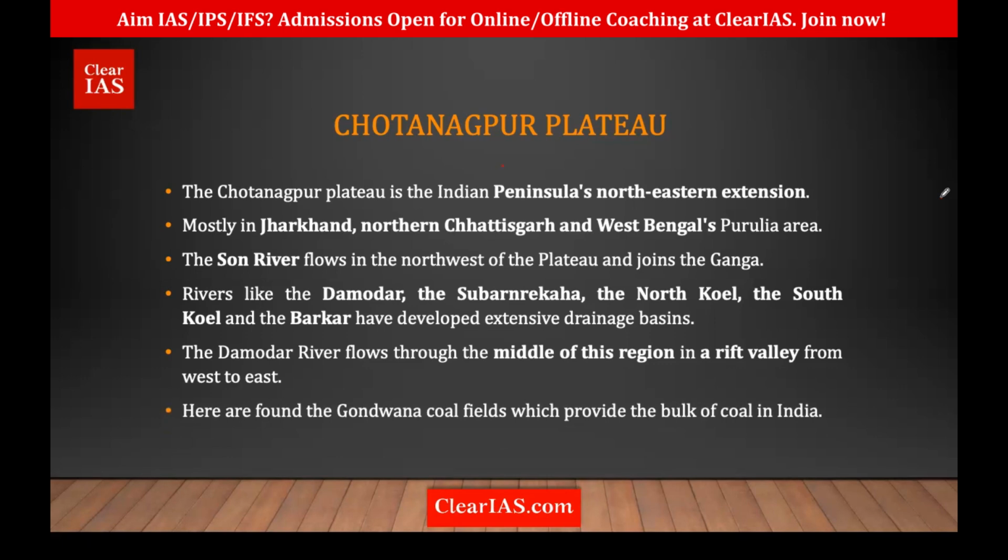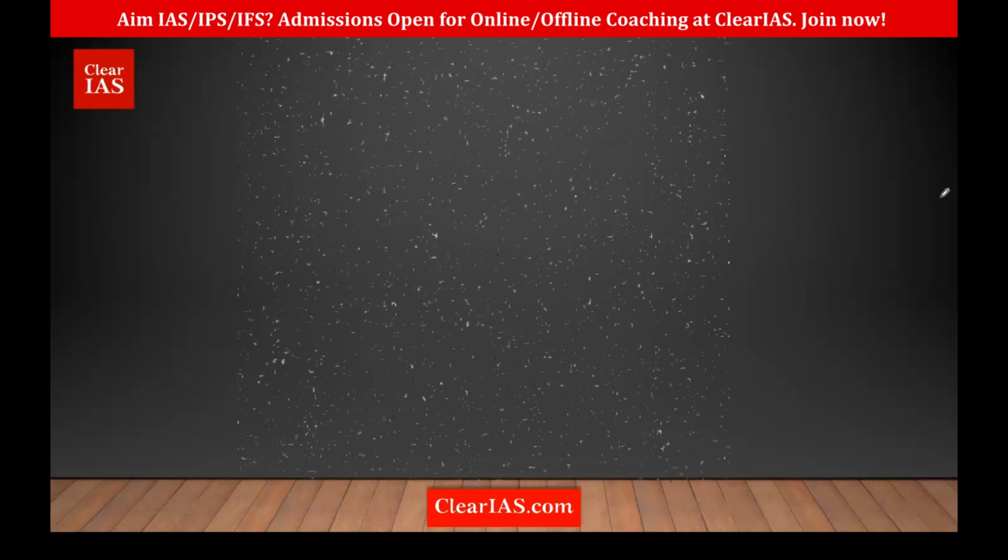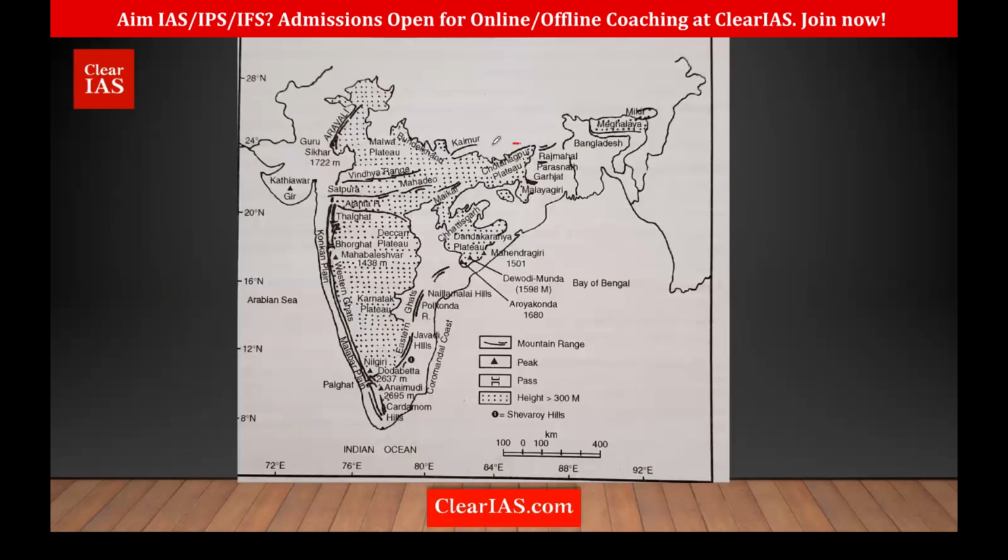Apart from that, there are Gondwana coal fields. This Chota Nagpur region is rich in ores: iron ore, bauxite, the Gondwana coals. Everything is found in this Chota Nagpur Plateau. It's rich in mineral resources. That is why it is a very, very important region. So remember the location. You can see here, this is the Chota Nagpur Plateau. It is in the northeastern part of the peninsula.